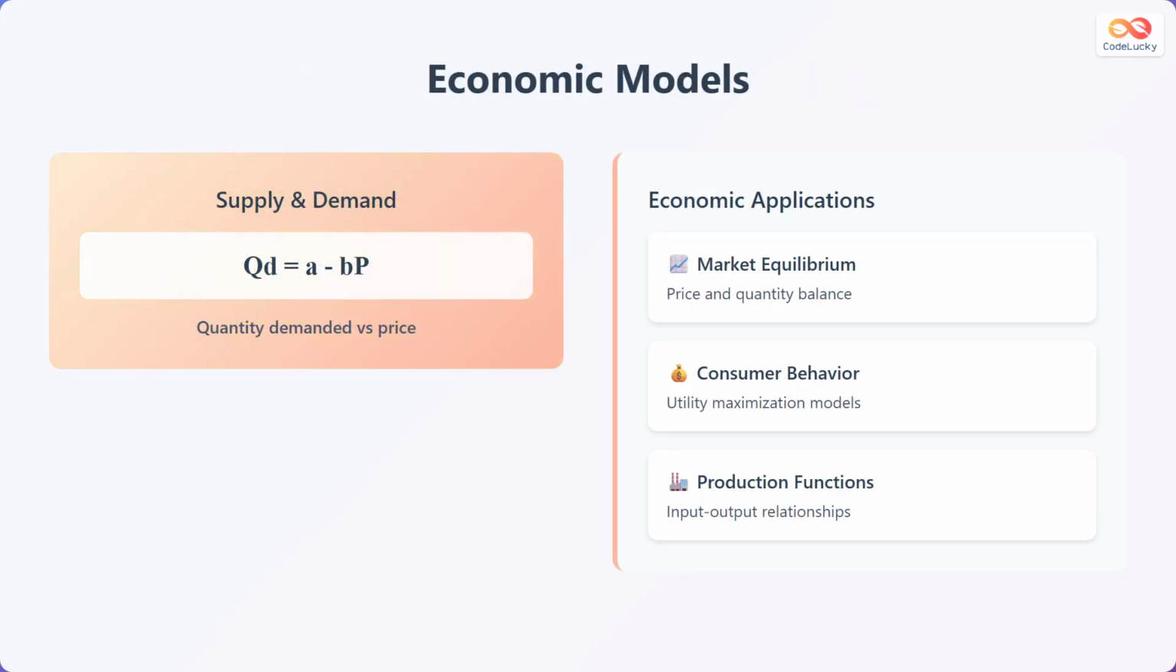Economics uses mathematical models to understand and predict economic behavior. One fundamental model is the supply and demand model, represented by the equation QD = A - BP, where QD is the quantity demanded and P is the price. Economic applications of mathematical models include market equilibrium, consumer behavior, and production functions.